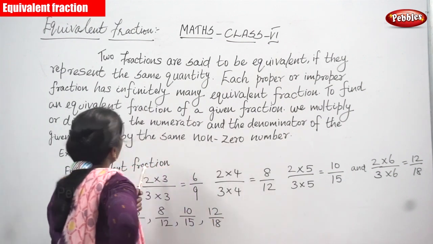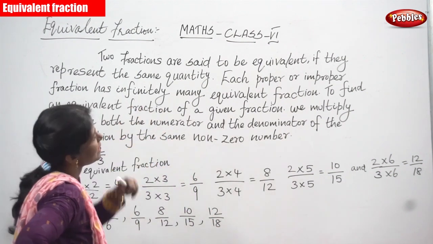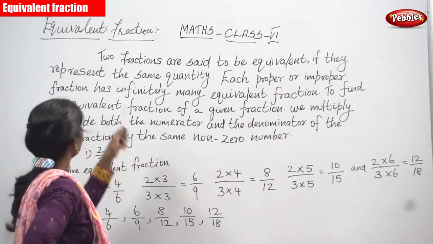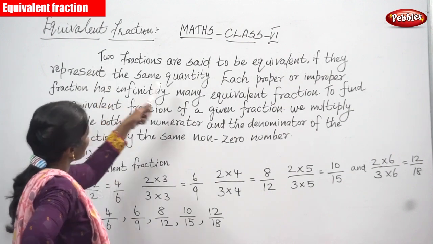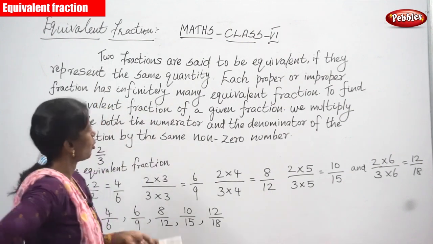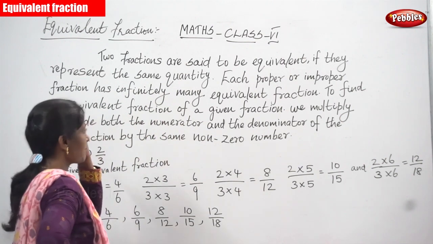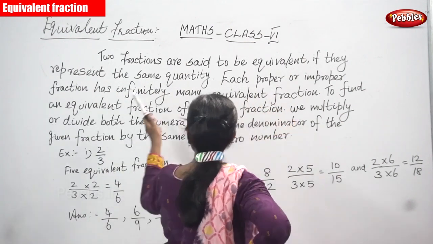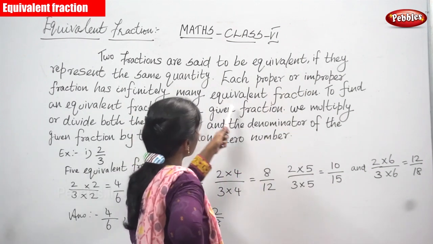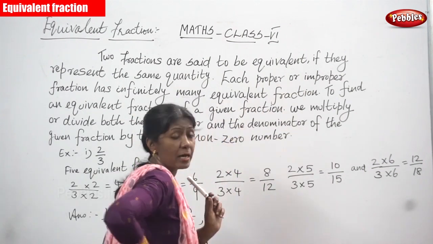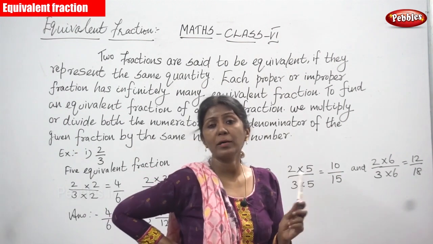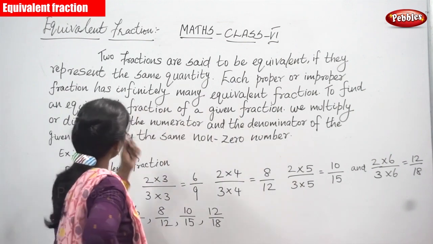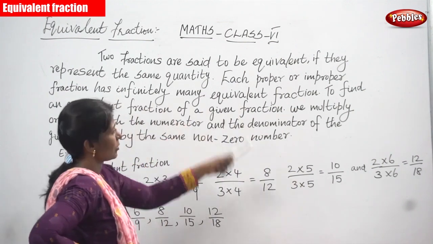Two fractions are said to be equivalent fractions if they represent the same quantity. Representing the same quantity means the same number, that is called the same quantity. Each proper or improper fraction has infinitely many equivalent fractions. So each proper fraction, and even an improper fraction, has infinitely many equivalent fractions.